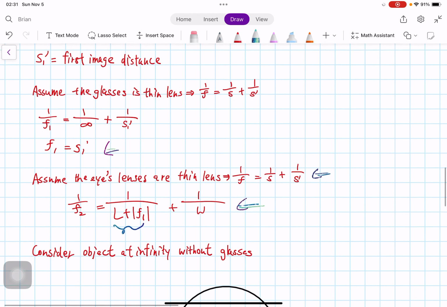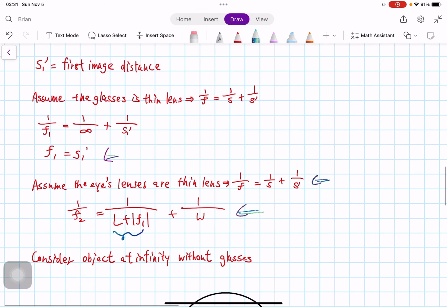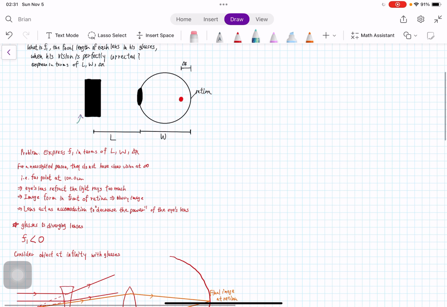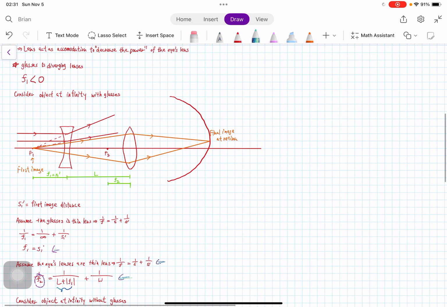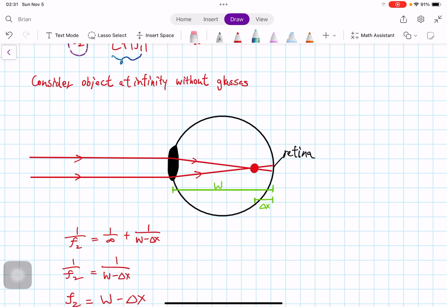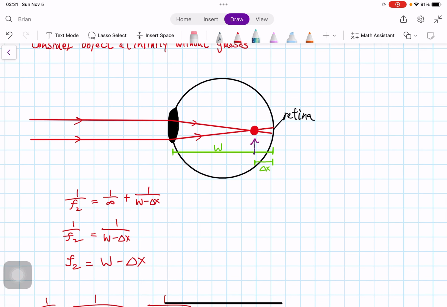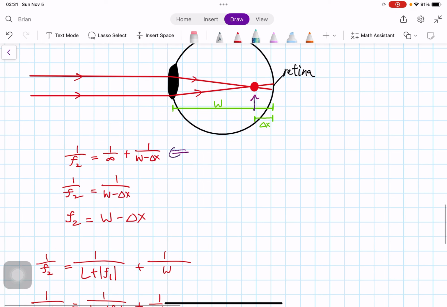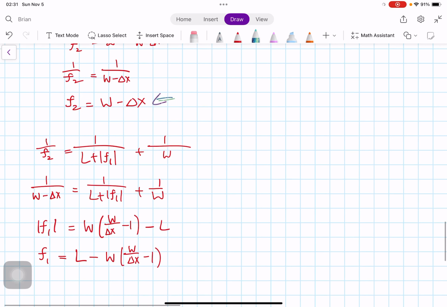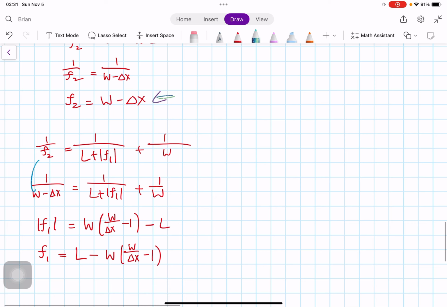And then the next thing is we're trying to solve F2 in terms of the variables I have, which I cannot relate in considering that case. So we have to consider the object at infinity without glasses, that the image would form at this point. So we apply the same equation, the thin lens equation, and we could express F2 in terms of the variables I have.